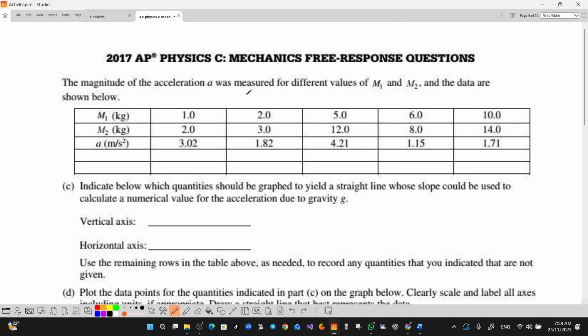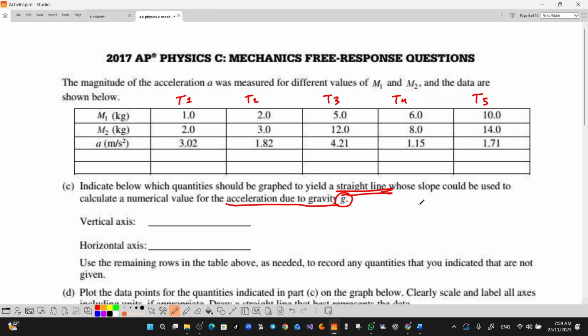The magnitude of acceleration A was measured for different values of M1, M2, and the data are shown below. Here in this data, we repeated the experiment for many trials. So this is trial 1, trial 2, trial 3, 4, and 5. For each trial, we have measured the acceleration corresponding to these masses, and the accelerations are provided in the table. Indicate below which quantities should be graphed to yield a straight line whose slope could be used to calculate the numerical value of the acceleration due to gravity.